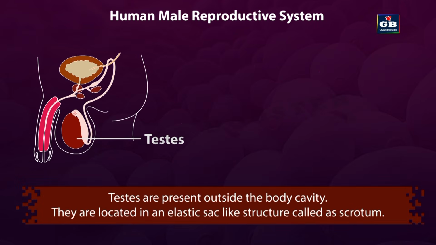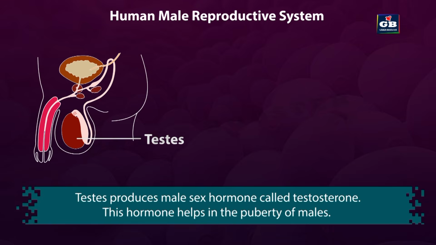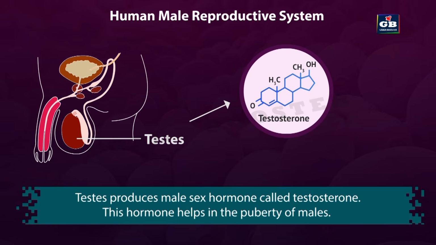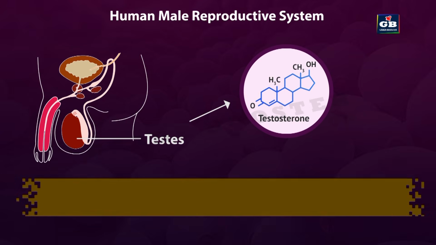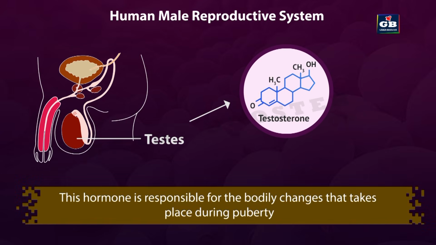Testes are present outside the body cavity. They are located in an elastic sac-like structure called the scrotum. The testis produces the male sex hormone, that is testosterone. This hormone helps in the puberty of males. This hormone is responsible for the bodily changes that take place during puberty.